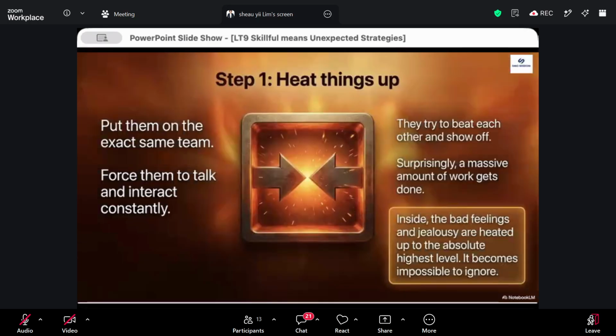So in step 1, heat things up. By putting them on the same team, we force them to talk to each other. At first, normally they will try to beat each other, right? Or they will try to be quiet and let the other person talk, and inside their heart there will be a lot of unhappy things, a lot of inner voice telling them he is smarter, let him start. But in our real thinking, we are very unhappy about our competitor. So when we put them together and let them work, surprisingly, you will see that they get a lot of work done. And besides that, the bad feeling of jealousy will heat up to the highest level, and they can't ignore the jealousy anymore.